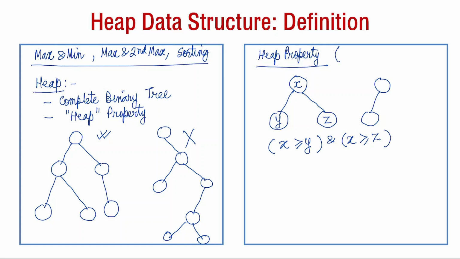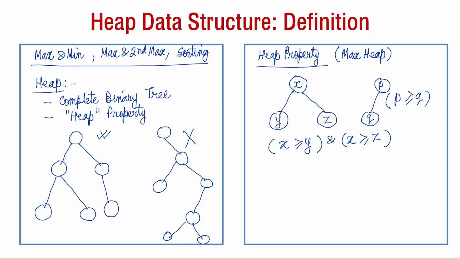Here I am talking about what is called a max heap. A max heap, there is an alternative, min heap. In a min heap, these conditions will be reversed. That means x will be less than or equal to y and x will be less than or equal to z. So here in this case, if this is p and this is q, then p must be greater than or equal to q in a max heap.